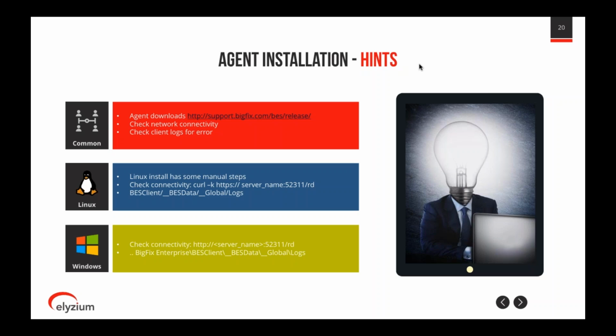On Windows, it's a lot easier. You can just go into a browser and put the server name in, port, /rd, and again, you can check to make sure it will come back with a page of some data. And again, I'll put the reference in there for the logs as well on Windows. But every time, it's always down to a network connectivity issue between the agent and the server.